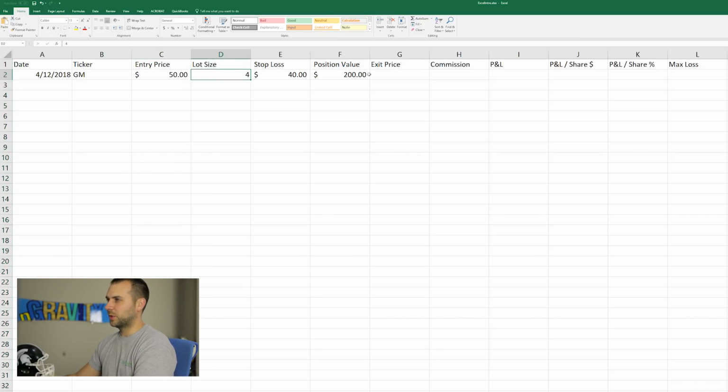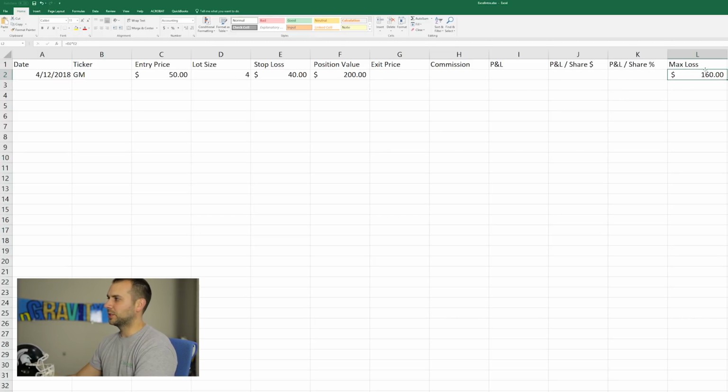So at this point, we know we could probably calculate our max loss too. So our max loss would be 4 times what our stop loss is, would be our sale price, but we'd have to subtract that from where we get our entry price. So our entry price was $200, right? So we're gonna do, max loss is gonna be lot size times stop loss, right? So if I just hit enter now, that's going to say $160 would be our max loss, but that's not really accurate. That would be what we would sell at, so our max loss is actually going to be $40, which is 160 from 200.